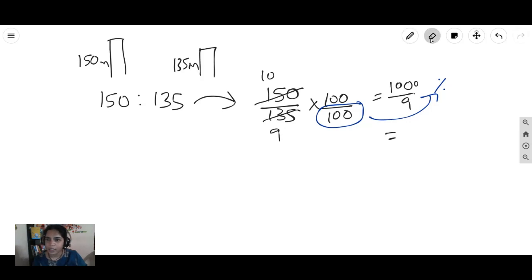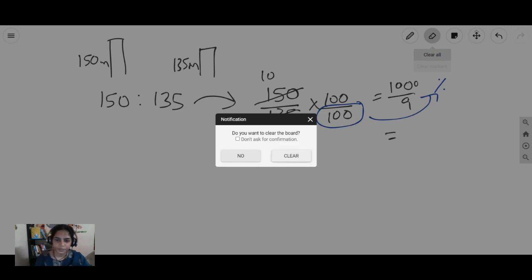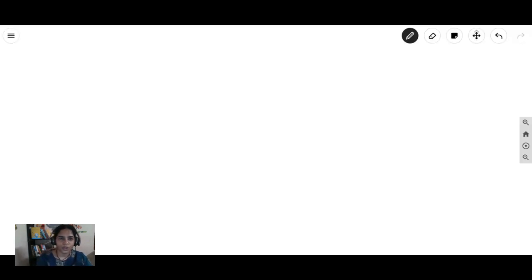Okay. The next thing that we're going to talk about is how to show the increase or the decrease as a percentage. Okay. Now, for example, let's take an example of what increases more.